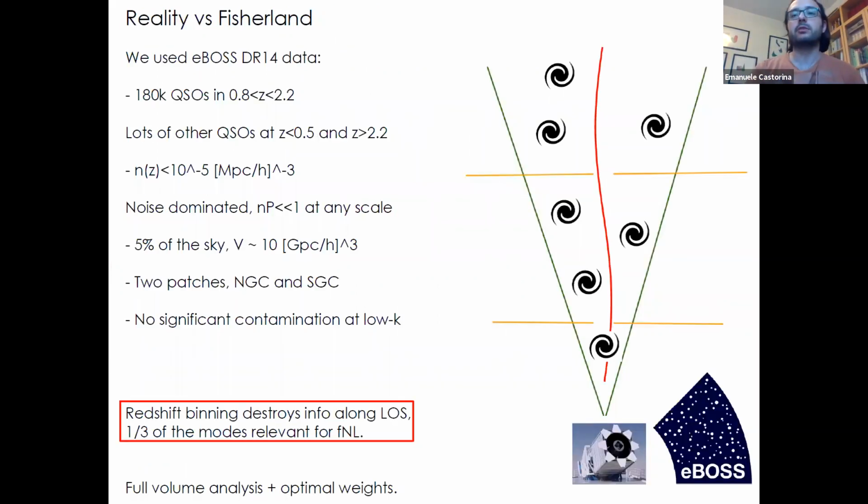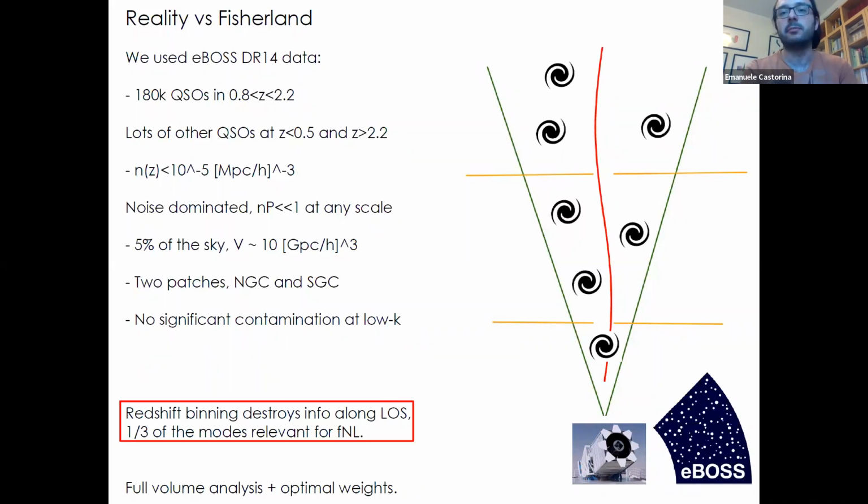So let's see how this would work for a survey like eBOSS. The data release 14 of eBOSS consists of 180,000 quasars in the redshift range between 0.8 and 2.2. There are many more quasars at lower redshift and higher redshift, but we have not been able to analyze them yet because of systematics. The number density is pretty low.